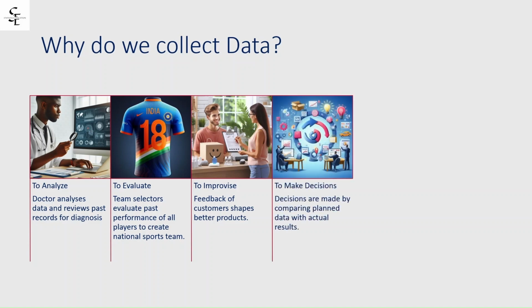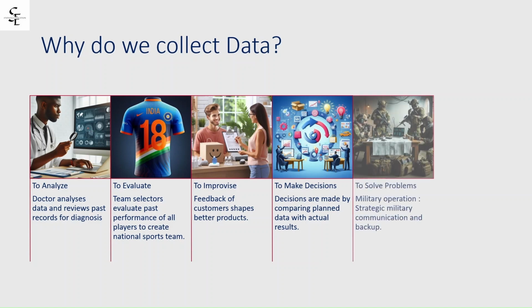The next point is to make decisions. The company can make decisions by comparing planned data with actual results. For example, if they plan to make 100 units in 10 days, but they could only produce 60 units due to old machinery, they may decide to purchase new machinery.